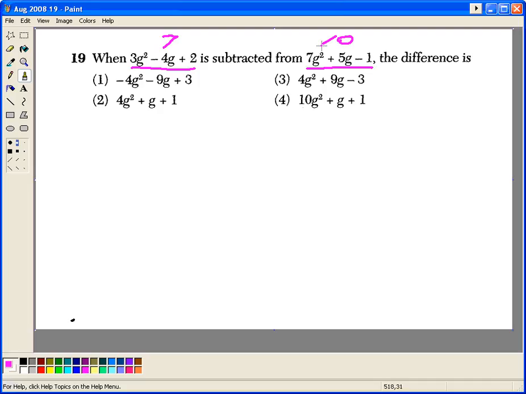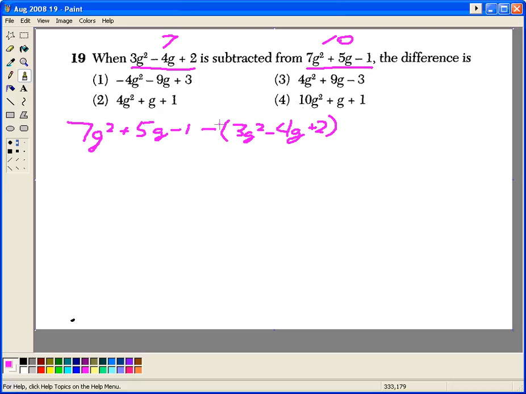So instead of the order that it's written here, we actually have to reverse it. So 7g squared plus 5g minus 1, I'm going to subtract from that this whole expression. Just to keep it clear, I'm going to keep that expression in a pair of parentheses for a second. I'm going to subtract 3g squared minus 4g plus 2 from this expression. Okay, now I got it.